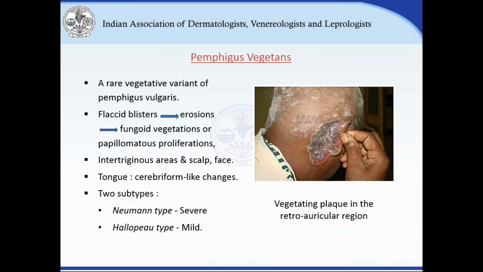Now, this is pemphigus vegetans, one of the variants of pemphigus vulgaris, in which vegetating lesions, that is lesions which spread very quickly, are formed on the flexural sites, such as here where you can see it is the retroauricular region. It can form on the axillae, in the groin, the intertriginous areas, the scalp, face, and on the edges of this vegetation you have fungoid or papillomatous proliferation. You can see the edges having papillomatous proliferations. The tongue has cerebriform changes, that means it happens to have a texture, and there are mainly two subtypes, the Neumann type and the Hallopeau type.